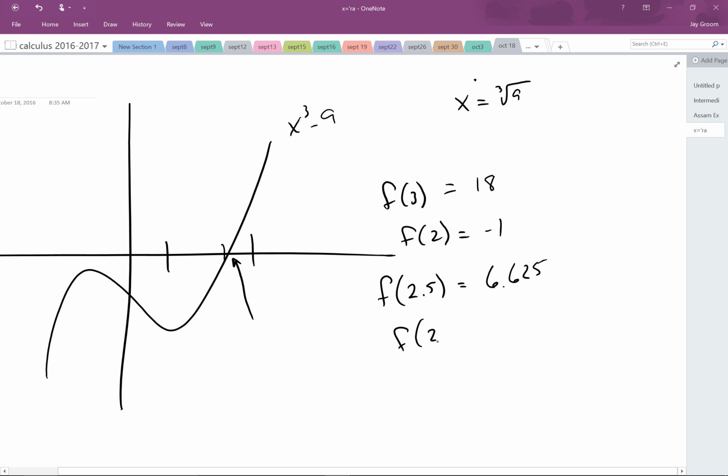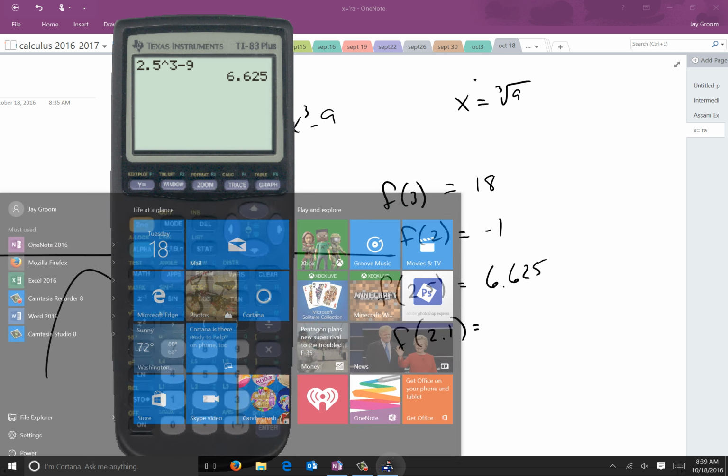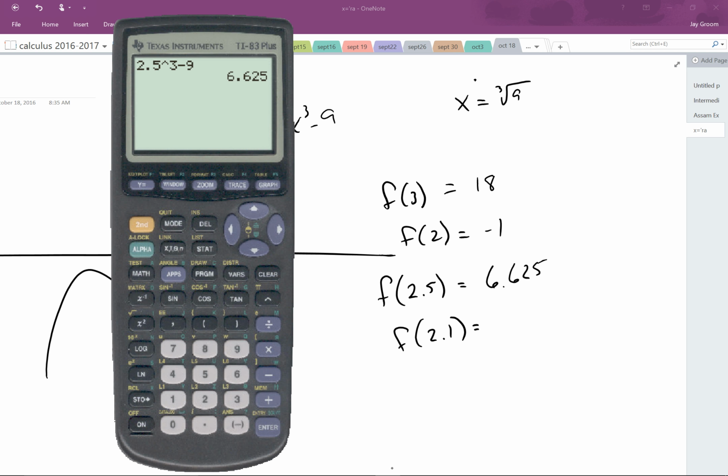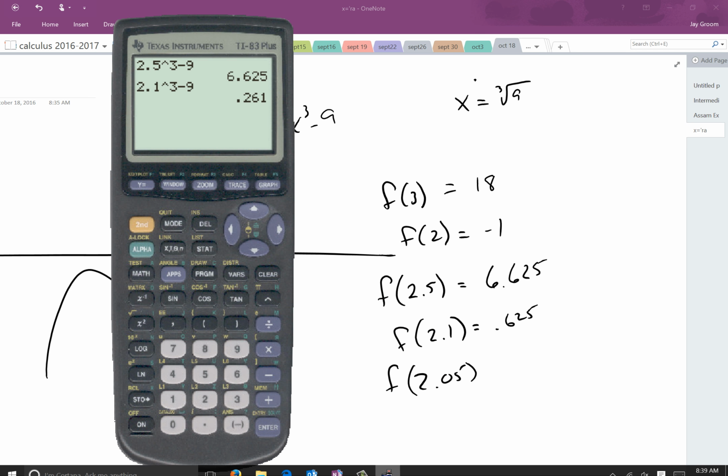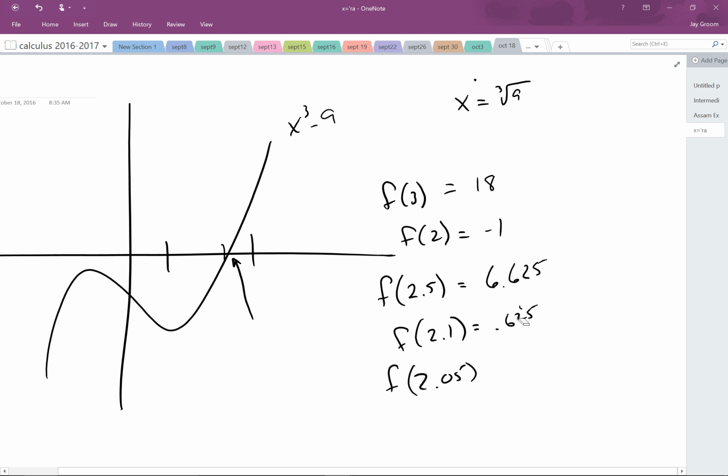And back in the day, we were horrible people. We would torture children by making them do this until they found out where it would be. And so you'd tell, hey, 2.1 cubed minus 9 is 0.261. Hey, that's really close. All right, then let's do 2.05. And you could try to keep going back and forth, and eventually you'd hone in on it. That's all the calculator's doing. It's just doing it a heck of a lot faster than you can do it.